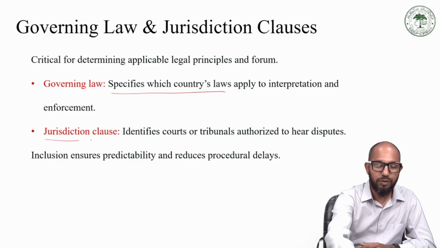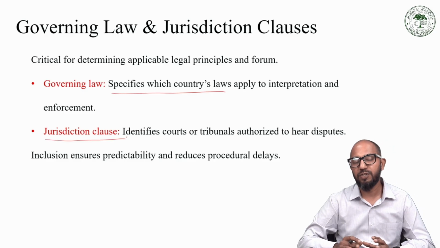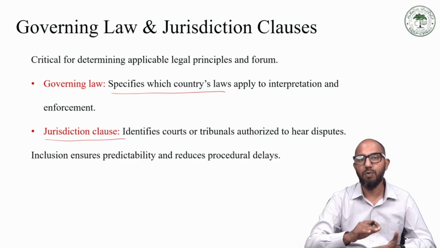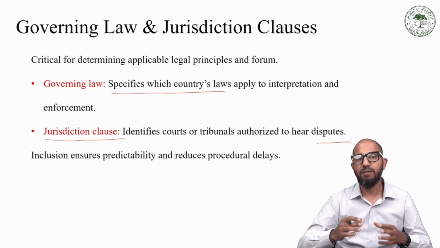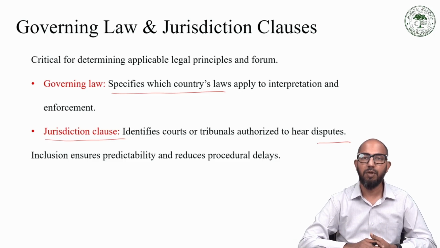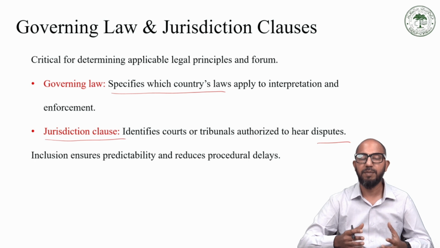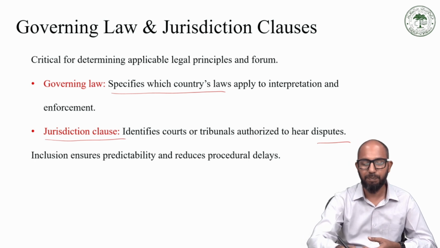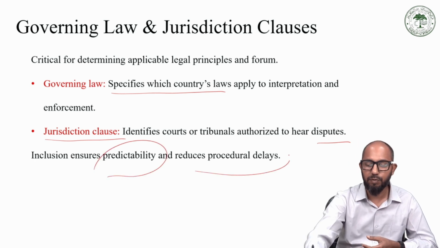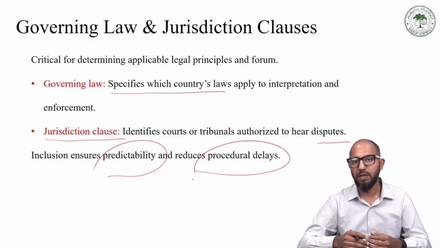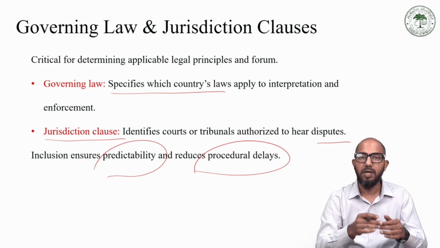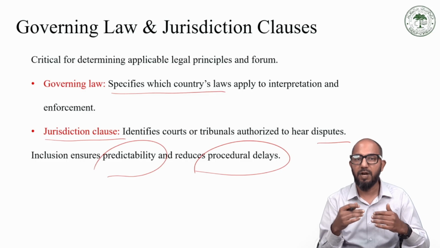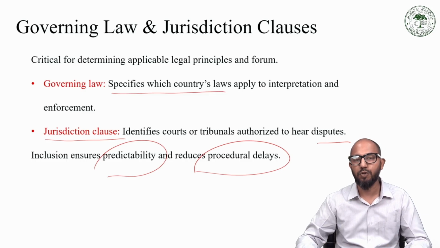Then we have the jurisdiction clause. The jurisdiction clause identifies courts or tribunals and authorizes them to hear disputes. So, governing law and jurisdiction clauses together ensure predictability and reduce procedural delays. With these two benefits, that is predictability and reduced procedural delay, trade facilitation increases globally.